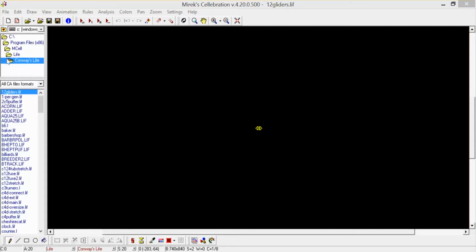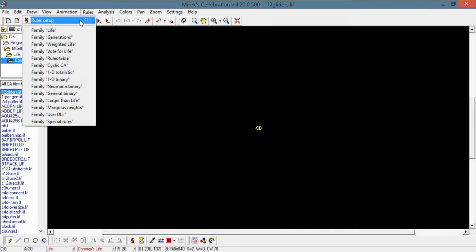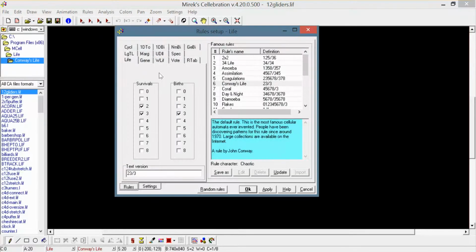So let's take a look at a very simple one. This is just called 12 gliders, and let's just run it to see what happens. What we're looking for with these is complex behavior, emergent behavior. So you saw with this one, from a very simple set of rules, which are up here. Just check the rule setup.